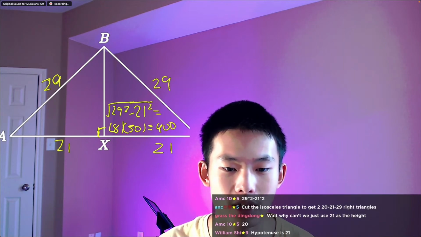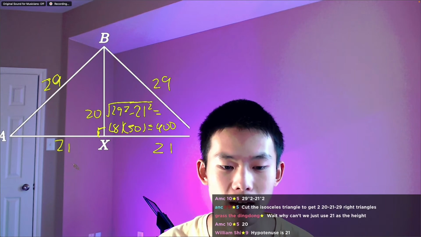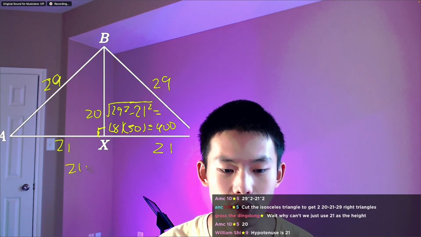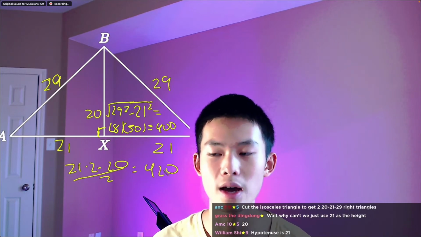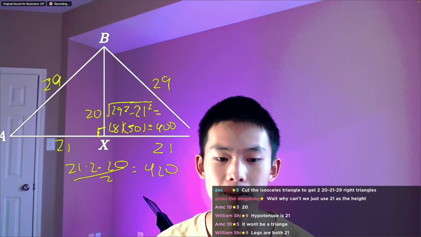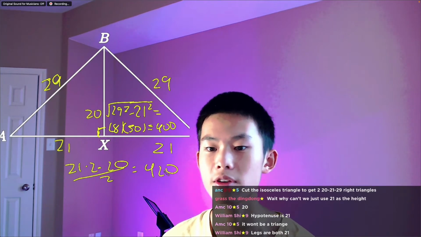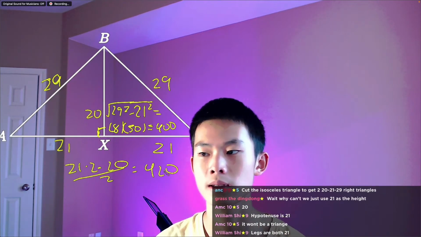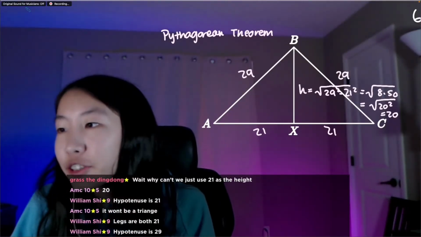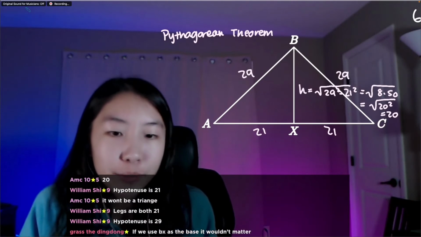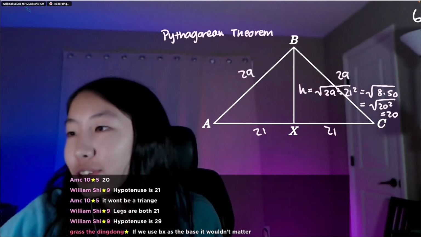So the square root of 400 is going to be 20, and our final answer is just the base, which is 21 times 2, times the height, which is 20, divided by 2, which equals 420. And this just shows how important it is to always draw in the altitude whenever you see an isosceles triangle. And really, in any geometry problem, the very first thing you should do is draw a diagram, as that is going to be very helpful.